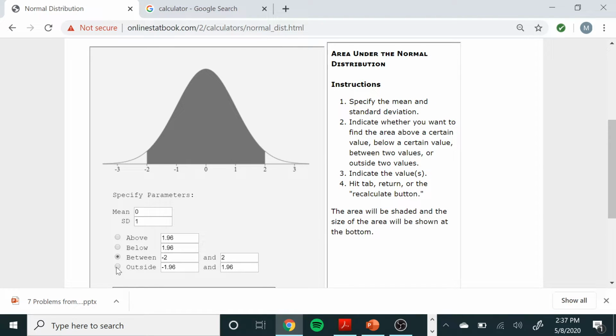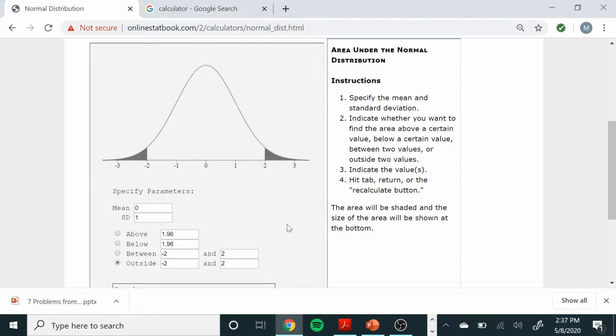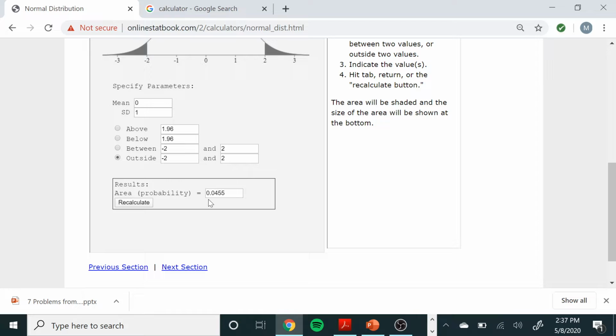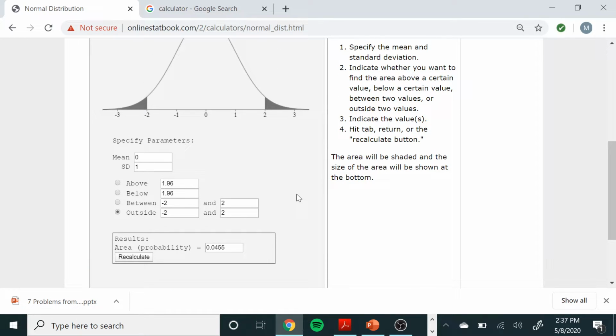Now, we can get that from the calculator. If you want to get something with more decimals, you just select outside here. You need to change this to -2 and 2. And then that gives you the answer. 0.046 would be the correct answer for that one.